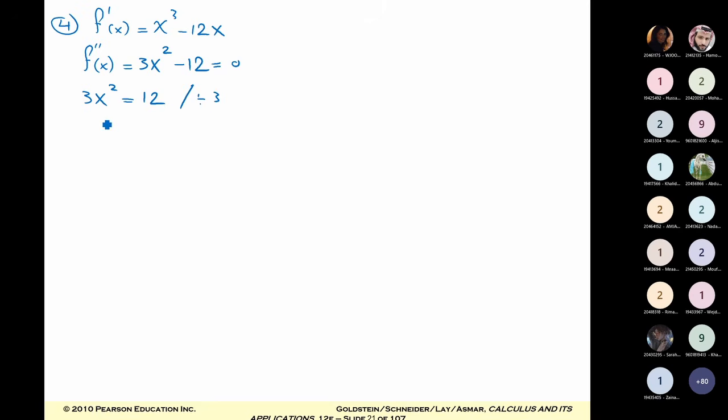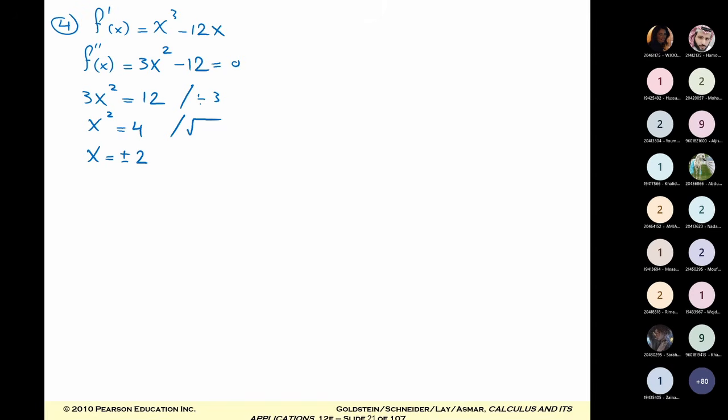Now, number 4, we need to find the concavity. We have f prime of x equals x to the power 3 minus 12x. So f double prime of x equals 3x square minus 12 equals 0. So we have 3x square equals 12, divide by 3, x square equals 4. Take the root, so x equals plus minus 2. Okay?